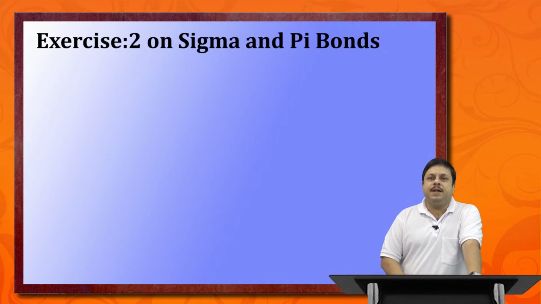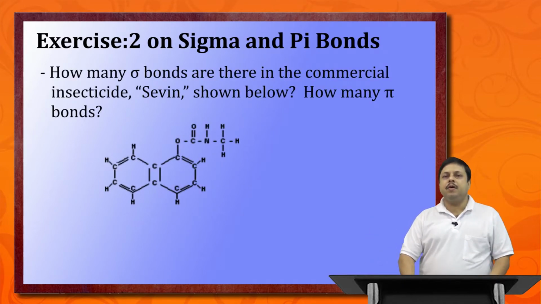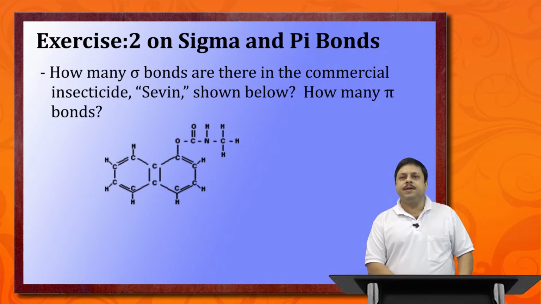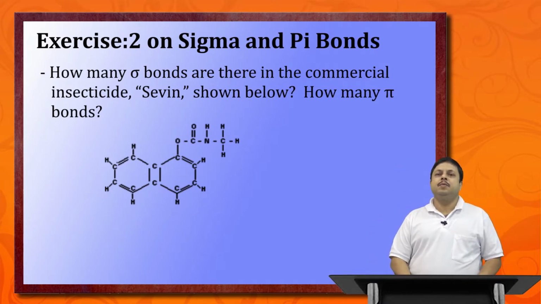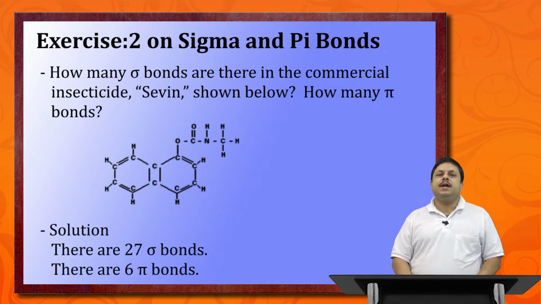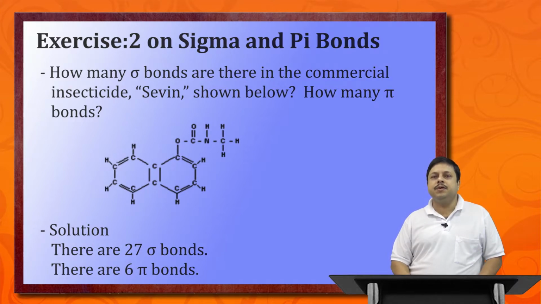So there can be many examples which you can go through. This is a relatively complex molecular system. It's an insecticide that is obtained commercially. It's called Sevin. The structure of this molecule is like this. If you count, there are 27 sigma bonds and 6 pi bonds in total.